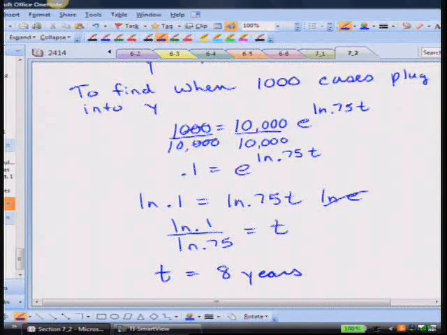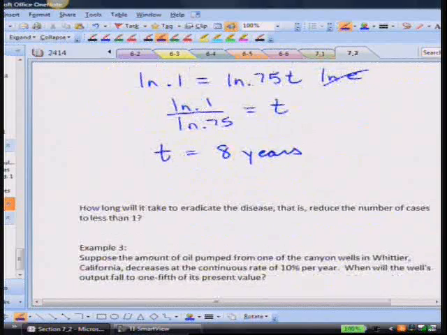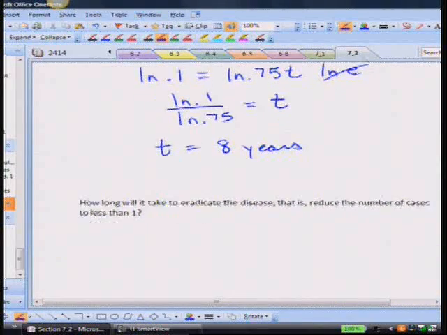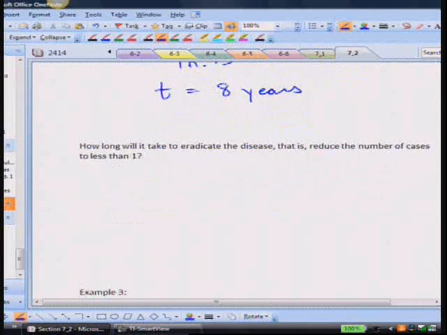Make sense? Kind of fun? All right. So now the next question is, how long will it take to eradicate the disease? That is, to reduce the number of cases to less than 1. All right? So you'll put a 1 for how much you end up with.